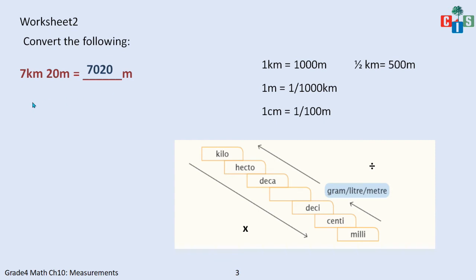Now let's have the second question. 5.5 kilometer is equal to how many meters? Now kids, if 1 kilometer is equal to 1000 meter, then half kilometer will be half of 1000. What is that? 500. Yes. So half kilometer will be 500 meter. Now 5 kilometer will be 5000 meter and half kilometer will be 500 meter. So 5000 plus 500 will give me 5500 meter.